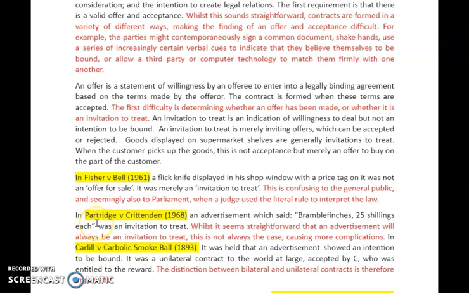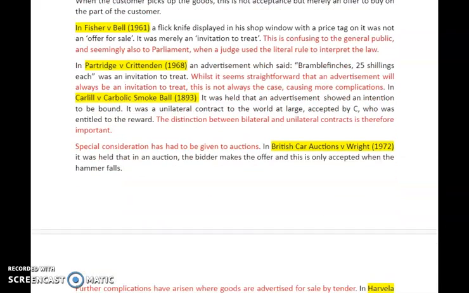And then we've got Partridge and Crittenden, again, the principle from the case. I'm pointing out some evaluation here that it's not always the case that an advert will always be an invitation to treat. And you could use Carlill and Carbolic Smoke Ball there. And there again, some more evaluation. So the distinction between bilateral and unilateral contracts is going to be important.